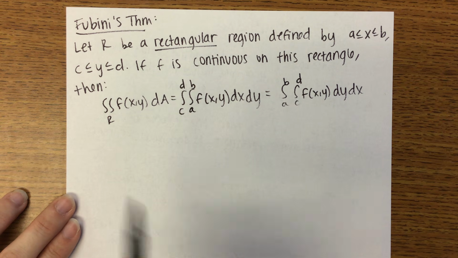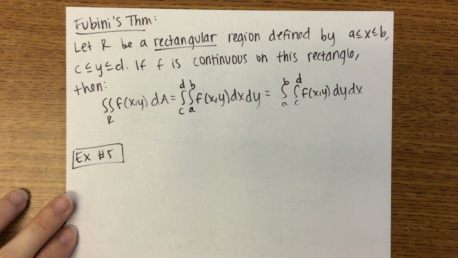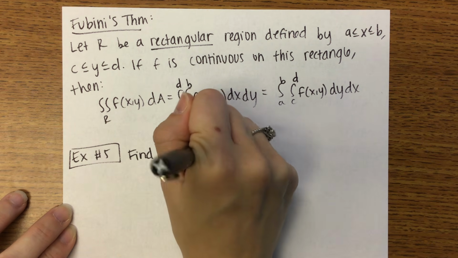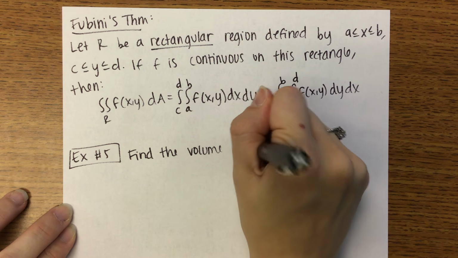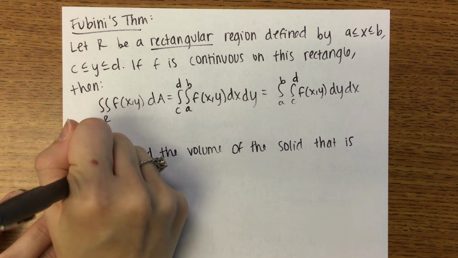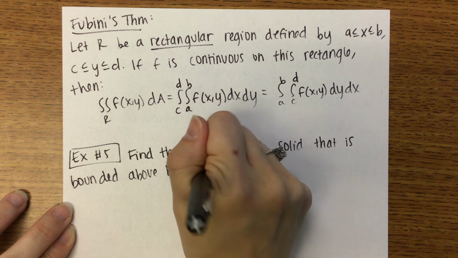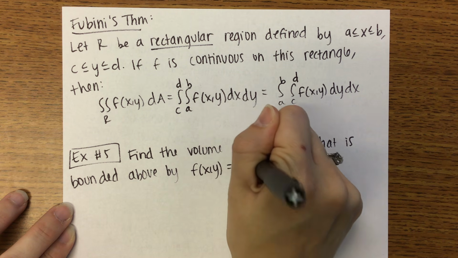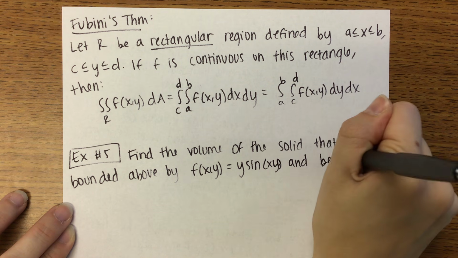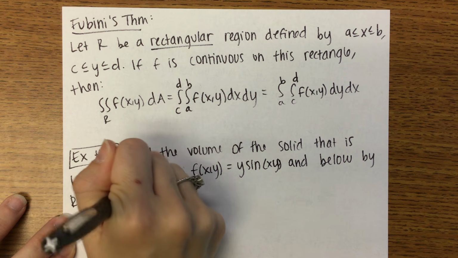Okay, next example. We are going to find the volume of the solid that is bounded above by f of xy equals y sine of xy, and below by R equals [1, 2] times [0, pi].